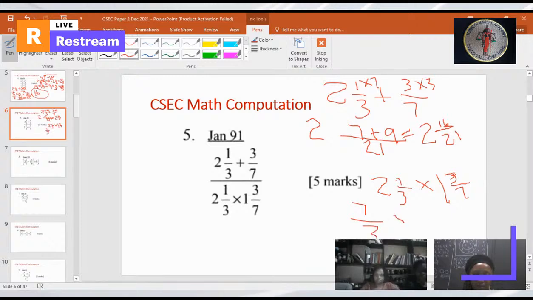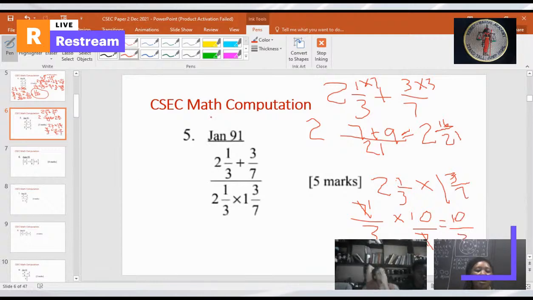Divided by 1 times 7 plus 3 gives you 10 over 7. So 10/7. And what else now? We can cancel. 7 into 7 is 1. 7 into 7, 1. And 1 times 10 is 10, and 3 times 1 is 3.